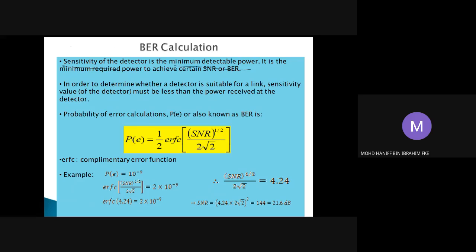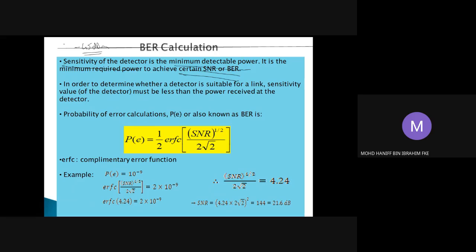For instance, if your detector has a sensitivity of negative 45 dBm, this is the minimum detectable power of your receiver, which means that if the received power is less than this, we cannot recover the signal. The definition of the sensitivity of a detector is basically the minimum required power to achieve a certain SNR or BER. So that should be the sensitivity.